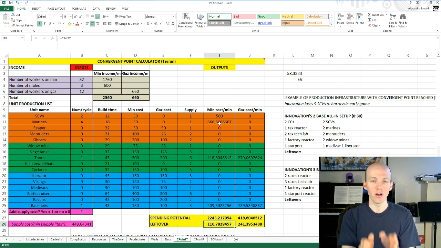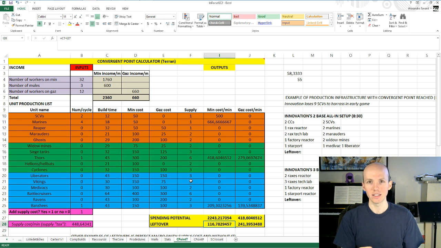That means if you have a perfect production with these units that you input here and the buildings that they imply, then you're going to have 116 minerals left over per minute that you'll be able to use for whatever you want.